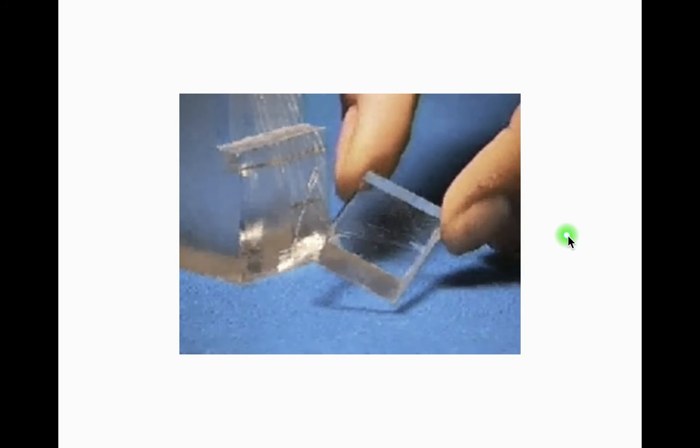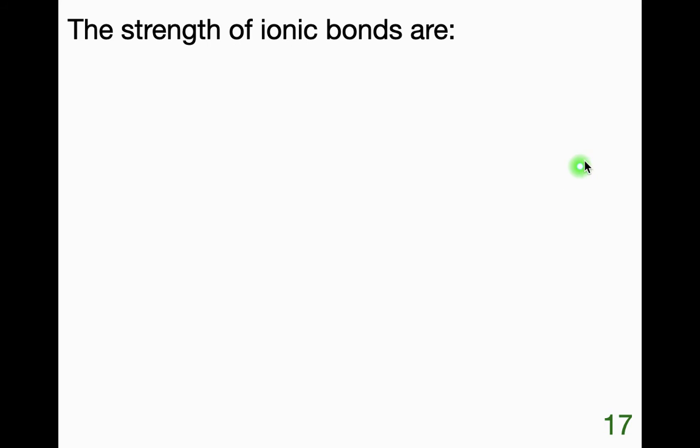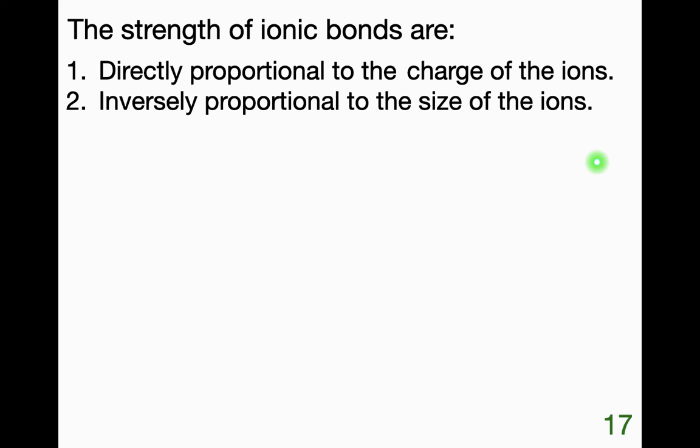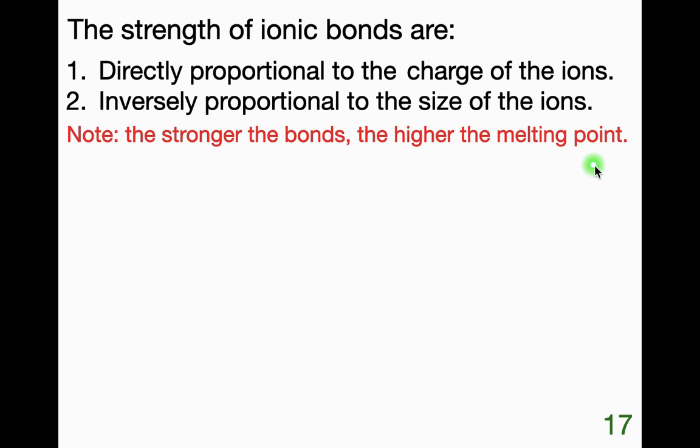Isn't that cool? The strength of ionic bonds is directly proportional to the charge of the ions and inversely proportional to the size of the ions. Note, the stronger the bonds, the higher the melting point. So when we talk about the strength of ionic bonds, that's directly related to the melting point and boiling point. The stronger the bond, the higher the melting and boiling point.